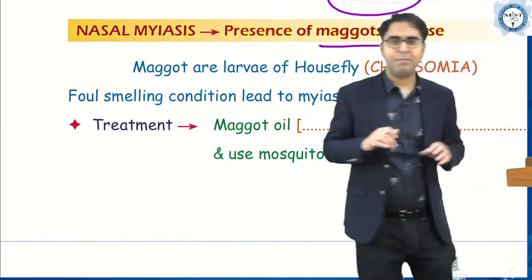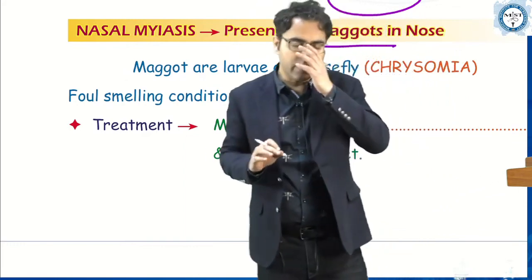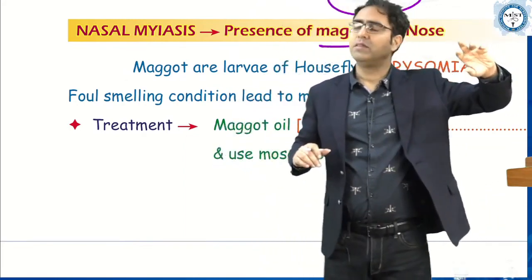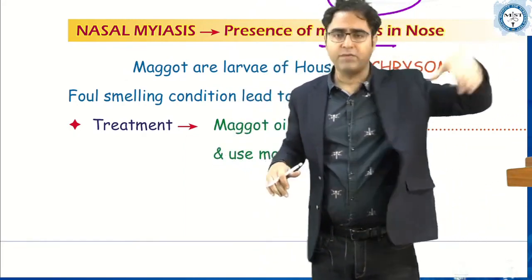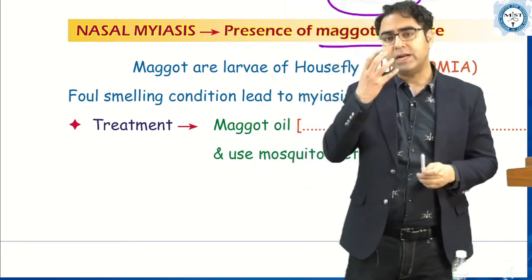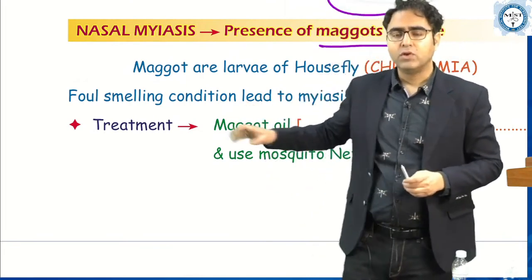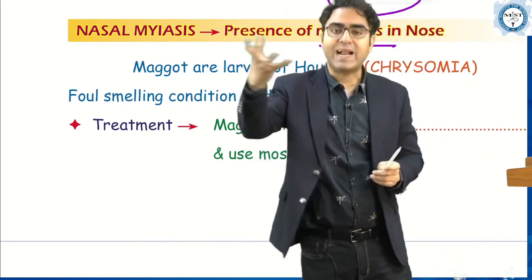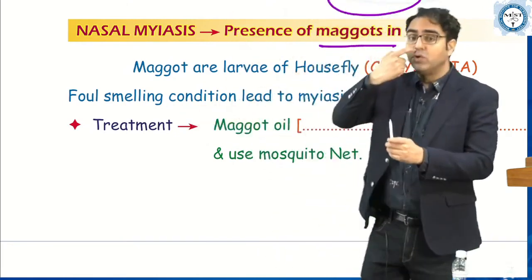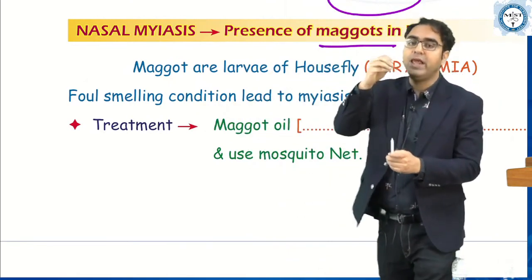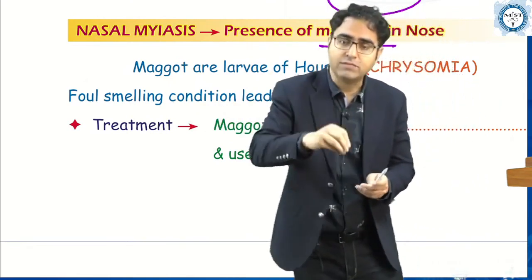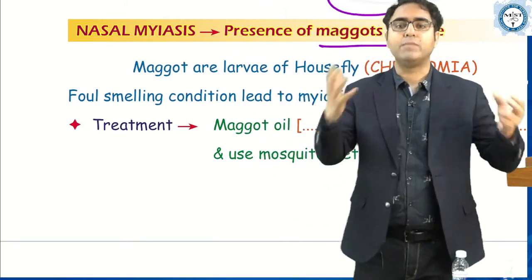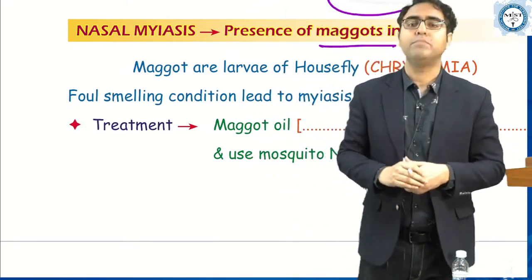Now maggots are larvae of the housefly, beta. Flies are in every house, and a foul smelling condition leads to myiasis. If you have a foreign body or anything which emits a bad smell, the flies are attracted by the smell. They enter the nose and lay eggs inside the nose. From the eggs, the larvae come out, and those larvae are called maggots.